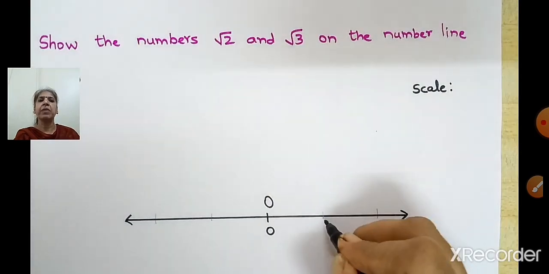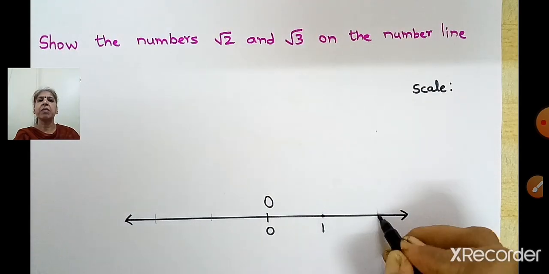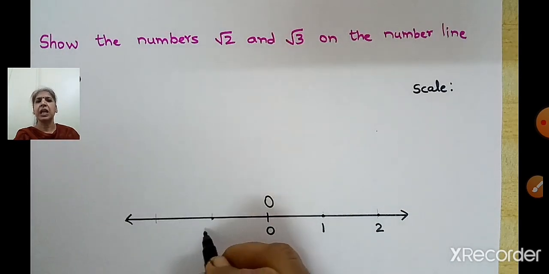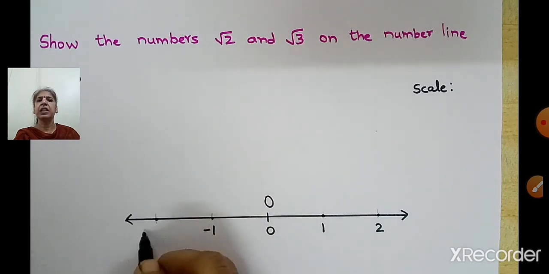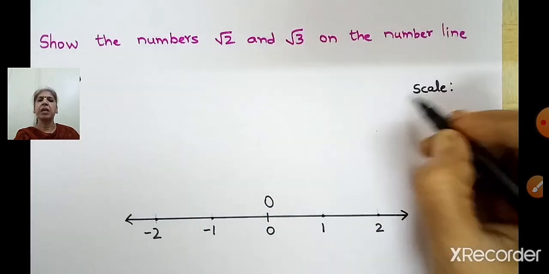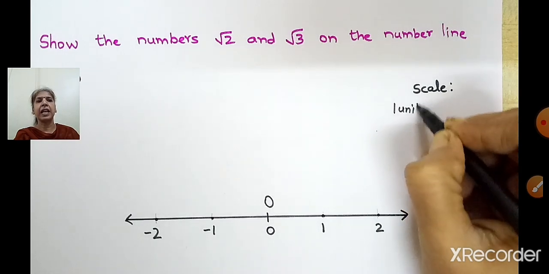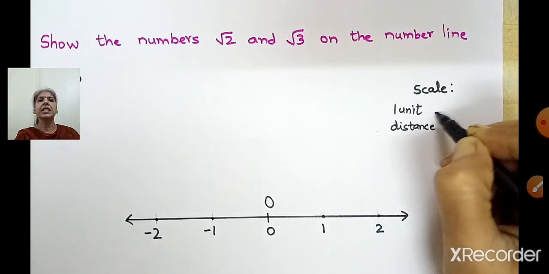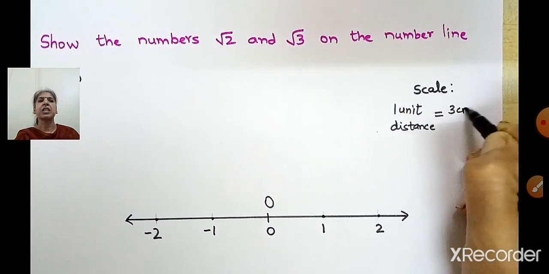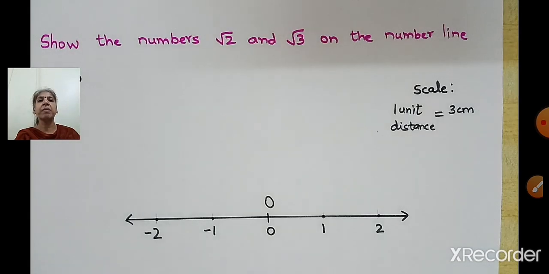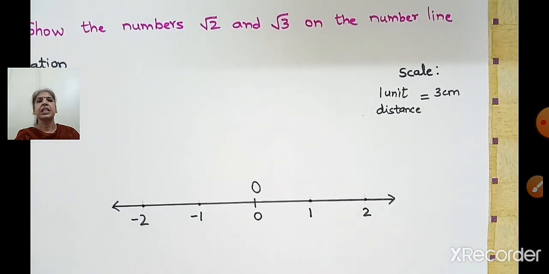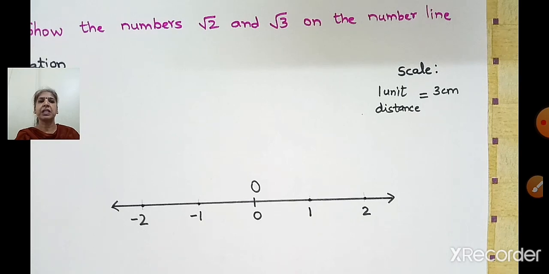Now the numbers towards the right are positive numbers. So 1, 2. We have to show only 1 or 2 numbers. Don't show more numbers. And on the left side, negative 1, negative 2. After showing the numbers, we will write the scale. It is our 1 unit distance which we have taken as 3 centimeters. Scale is important, you know, in maps and graphs. So always we have to write the scale. 1 unit distance is equal to 3 centimeters.